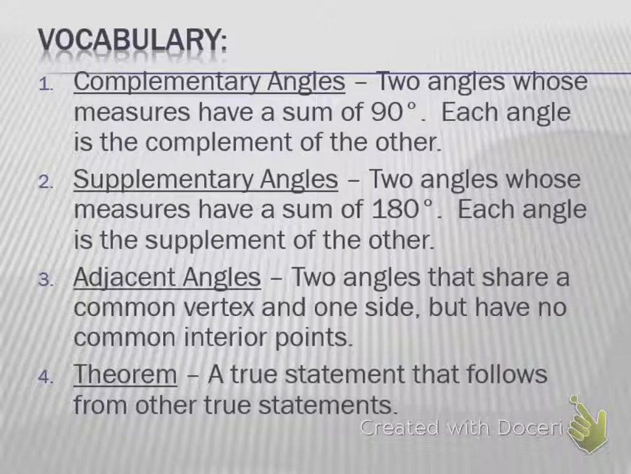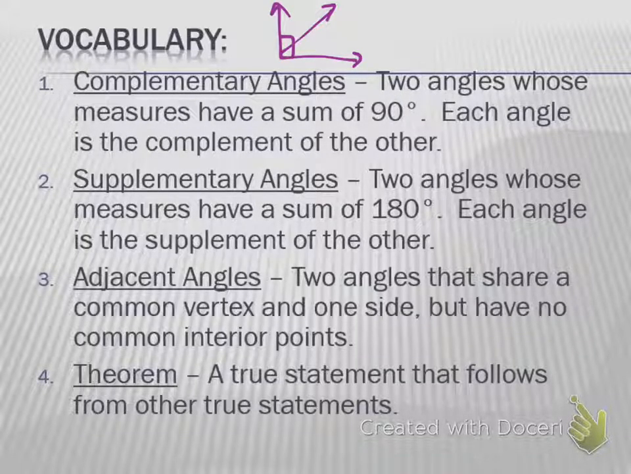Our vocab for today, complementary angles, 2 angles whose measure have a sum of 90 degrees. Sum means what operation? Addition. So 2 angles whose measures add up to 90. Okay, so a picture for that could look something like this, where it's a right angle and you have it split into 2 different angles. That's a possible diagram.